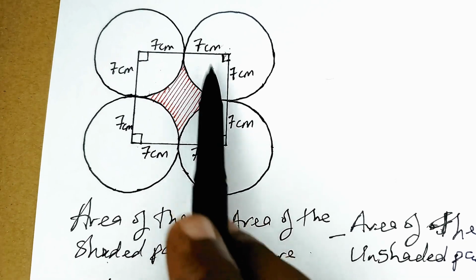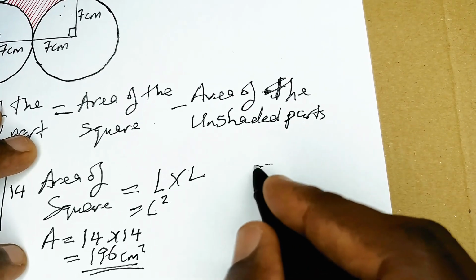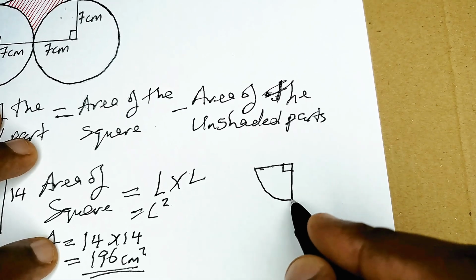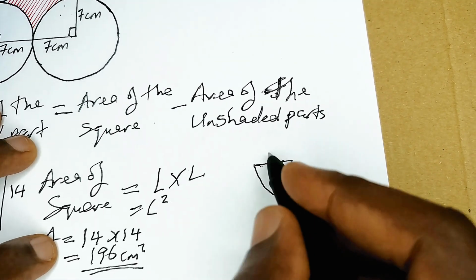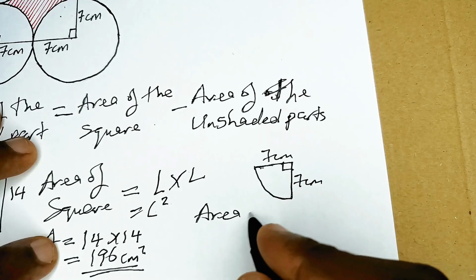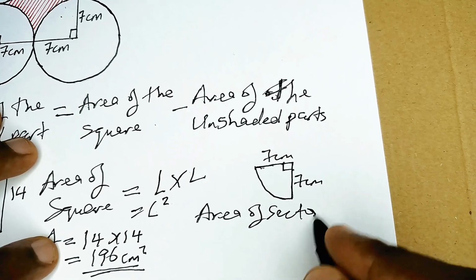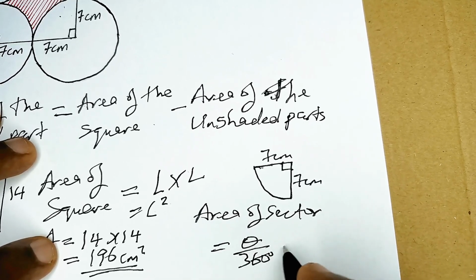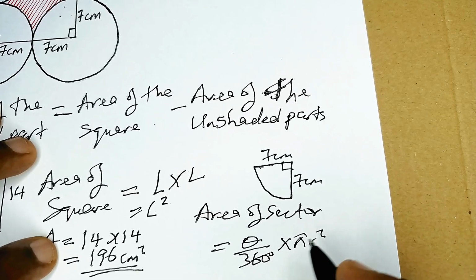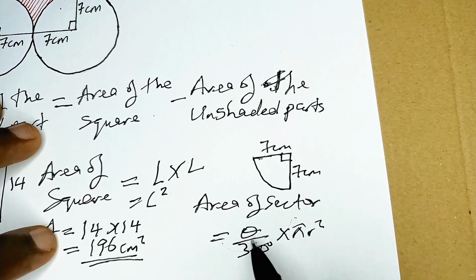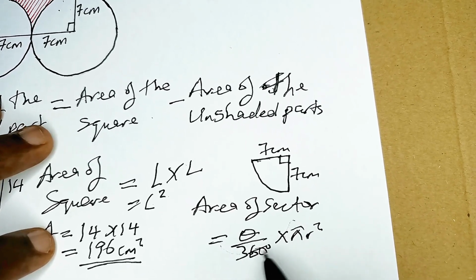So how do we now get this area? Let's try and carve it out here. The shape is like this, with angle 90, and it has a curved surface here. This place is 7 centimeter. This is also 7 centimeter. And we all know that area of a sector is equal to theta over 360 times pi r squared. Pi r squared is for area of a circle. A sector is a portion of a circle.